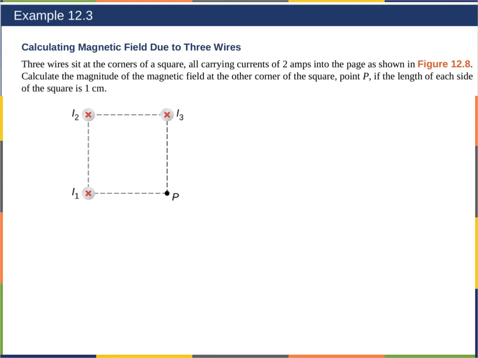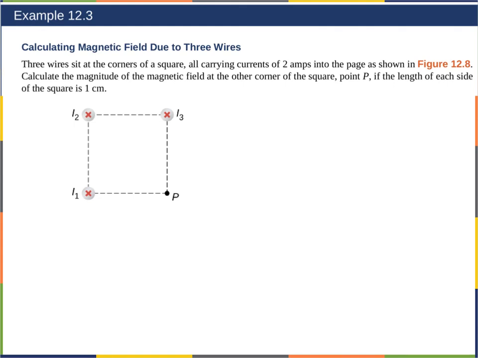So let's think about using this for this particular problem. This is one of the problems where I'm going to start it, but then you're going to have to finish it when we meet for class. So we have a square, and we have 3 wires, and all the x's mean that the current is going into the page.